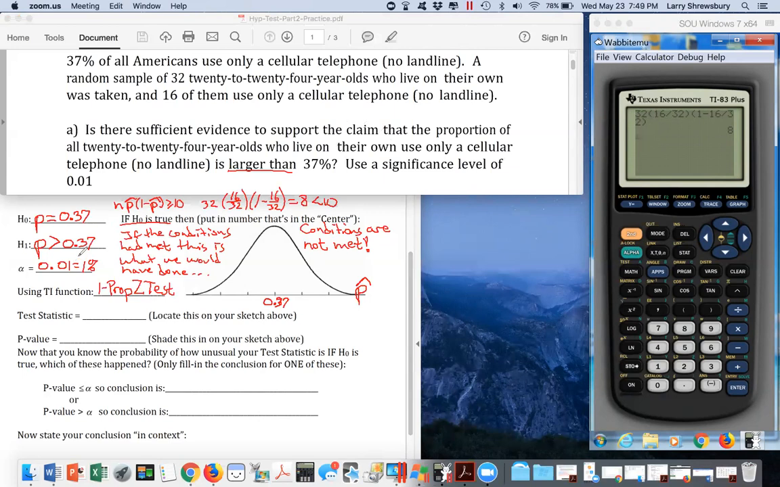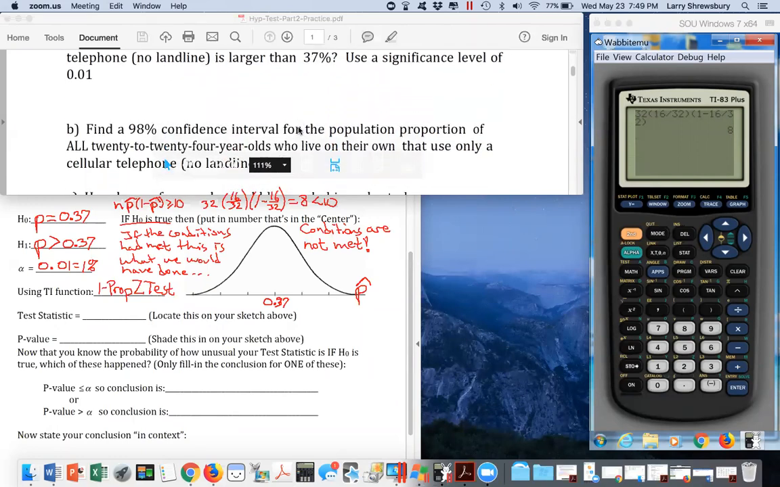Another scenario that will get you into trouble is that it's true that if the conditions are not met for this one, then it's also true that they won't be met for a follow-up confidence interval, like we see right here.